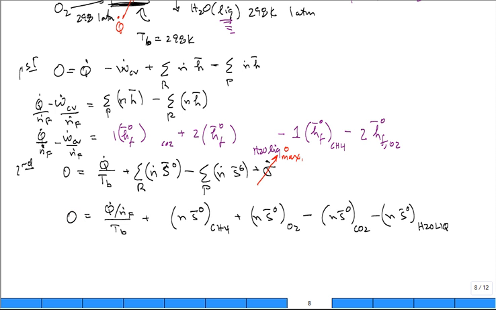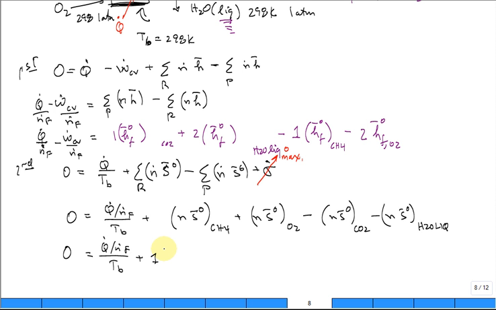All right. So what you do is let me draw it. Let me just try not to do too much algebra here. But what is it? Q dot divided by N dot F divided by TB. Okay. What is the coefficient in front of CH4? 1. What is S bar naught for CH4?